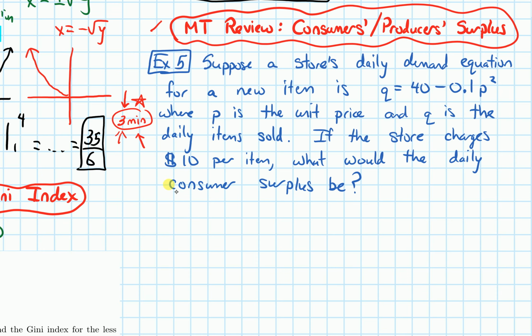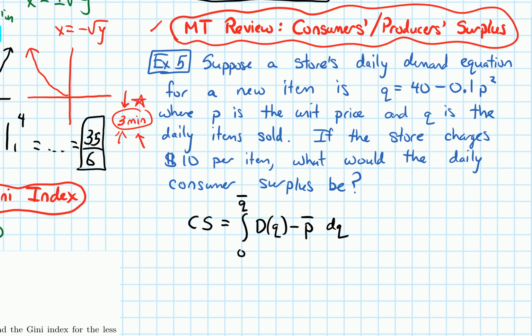Alrighty, so hopefully you did that. Hopefully you paused it and tried it for about 3 minutes. So remember, consumer surplus, which I'll call CS, is an integral from 0 to Q bar. Q bar is the number of items that end up being sold at whatever price they end up charging for the item. Okay, and then the function in the integral is the demand function, d of Q minus p bar, where p bar is the price that ends up being charged for it, dQ.